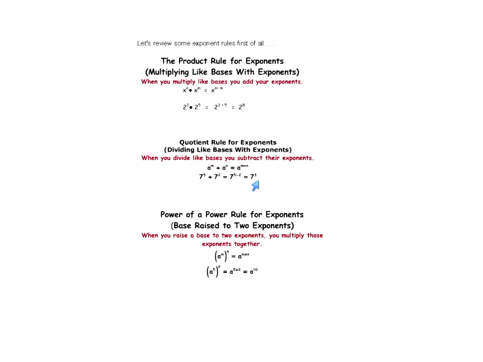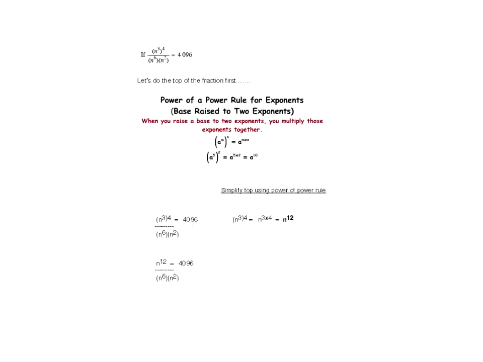Then there's the power of a power rule. So if you have a to the 5 raised to the exponent 2, we multiply the exponent inside the brackets times the exponent outside the brackets. So we multiply 5 times 2, which gives us 10. The reason why this is called a power of a power rule is that a to the 5 is a power, but it's part of another power, because a to the 5 is like a base raised to this exponent. And again, we multiply the exponents.